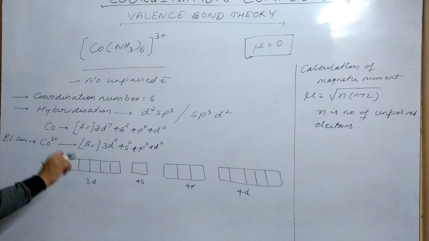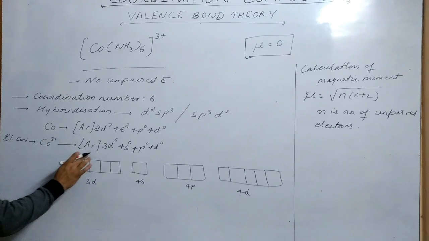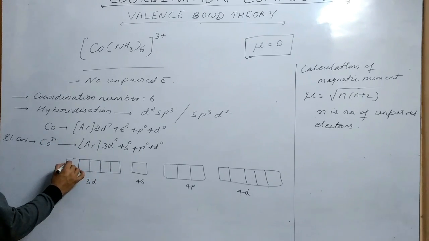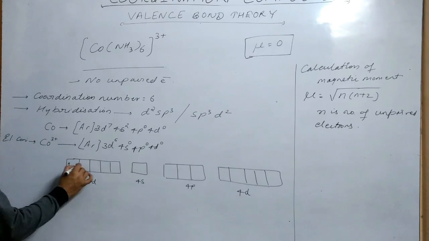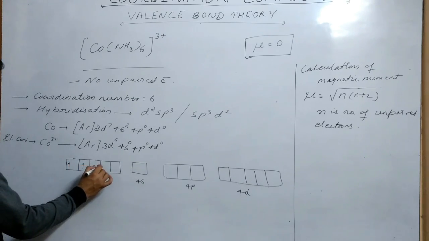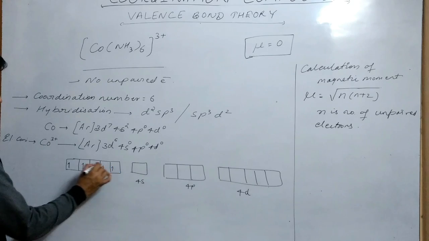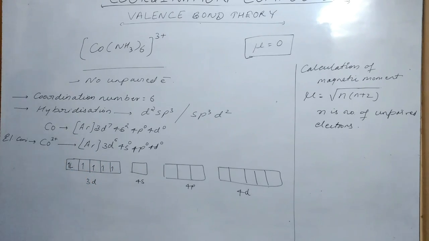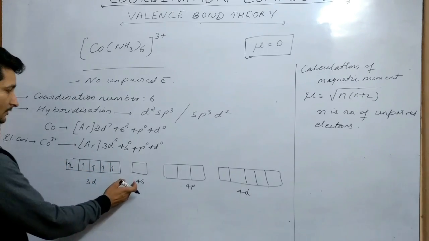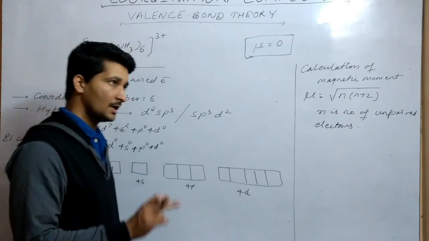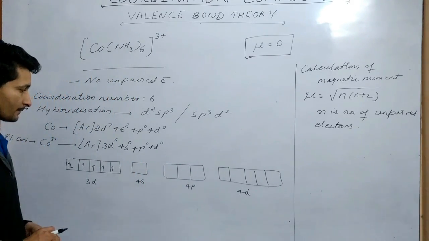So here you can see. Now fill the electrons. In case of 3d, there are 6 electrons. So 1, 2, 3, 4, 5 and 6. Fine. It has 0 electrons. It has 0 electrons.